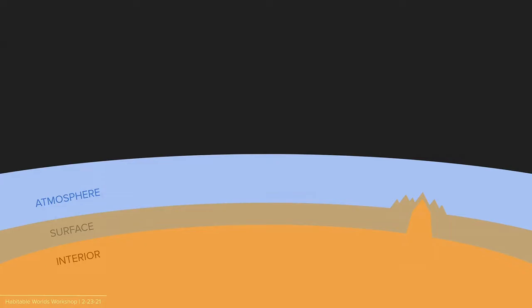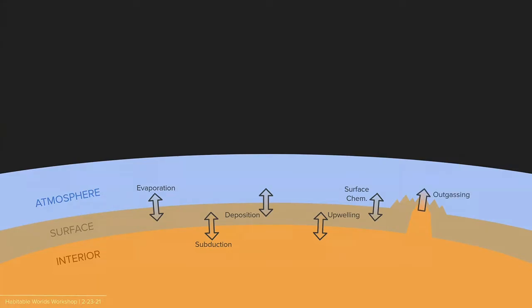And so some examples of processes that occur between these layers would be things like subduction and upwelling, which transfer material between the interior and the surface. Between the surface and the atmosphere, we might have something like evaporation from an ocean into the atmosphere, deposition of molecules from the atmosphere into the surface of the planet, as well as general surface chemistry. Going directly from the interior to the atmosphere would mainly be outgassing, things like carbon dioxide.